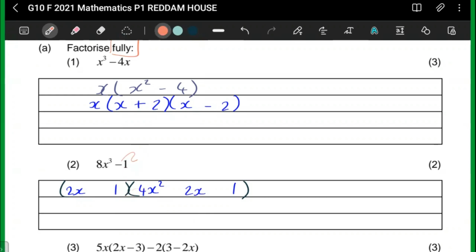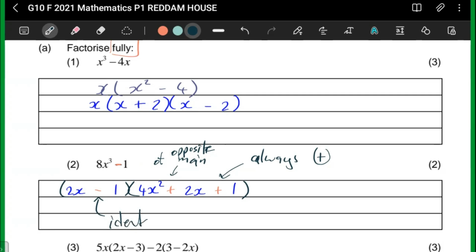When you've done this, all you need to keep in mind is whatever is in the middle, or whatever you have originally, is what goes there. And whatever is here, you always put the opposite over here. And then here, this is always a plus. Always plus. This one, opposite of main bracket. And then this one here will always be identical to the main one. The main bracket, the main expression is what I'm referring to.